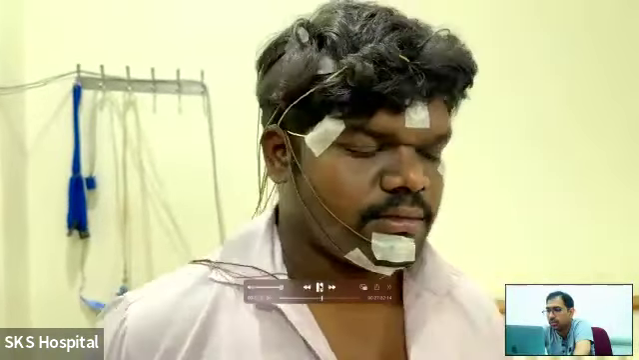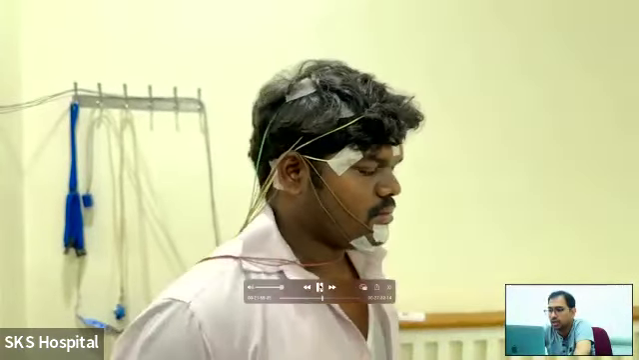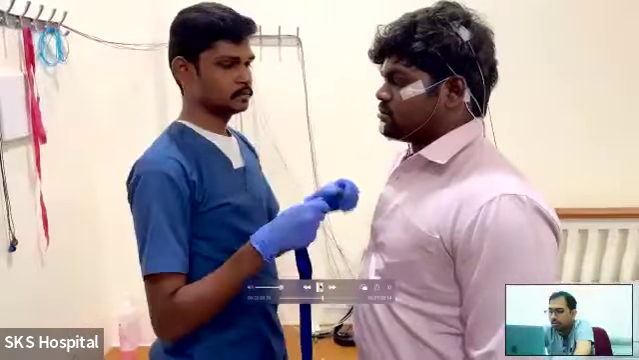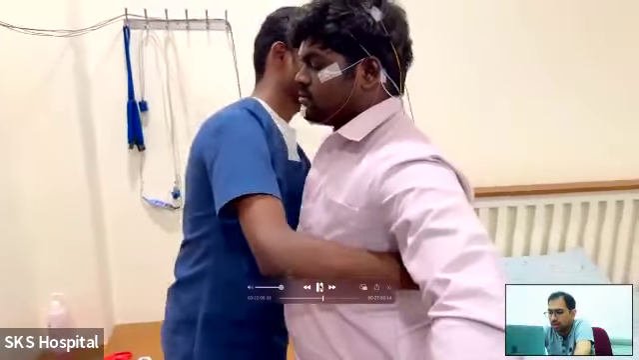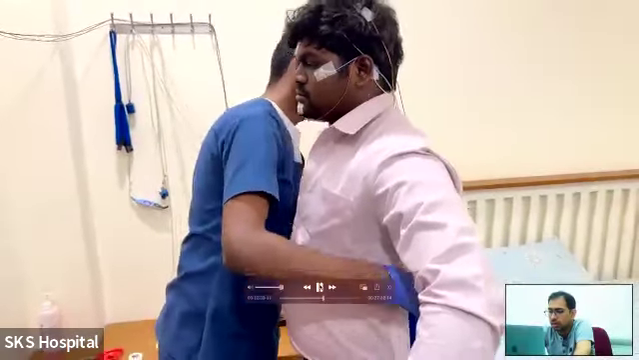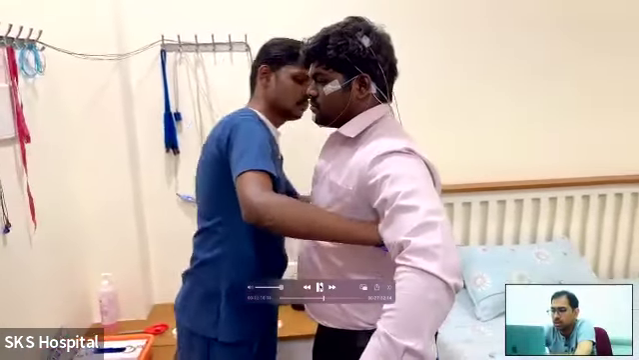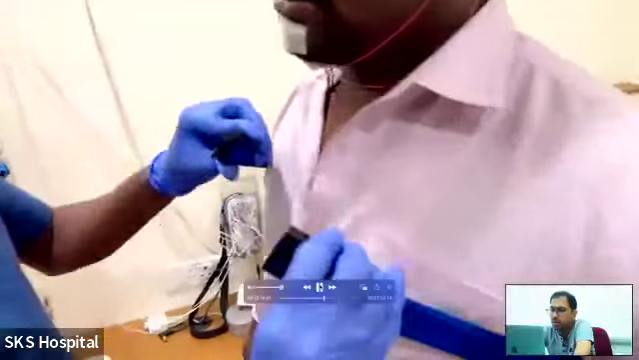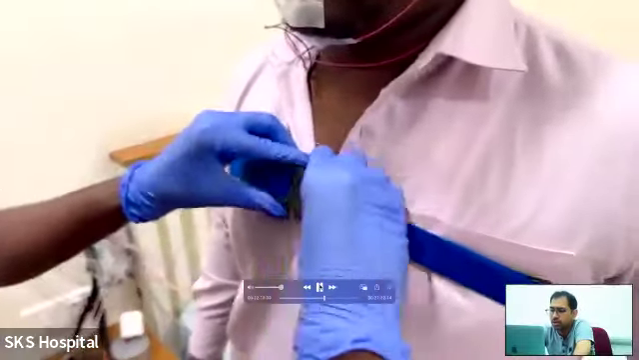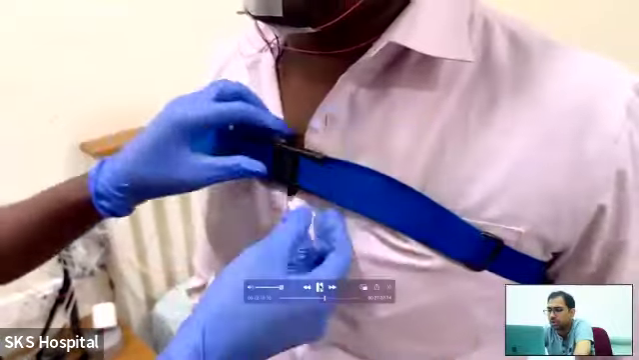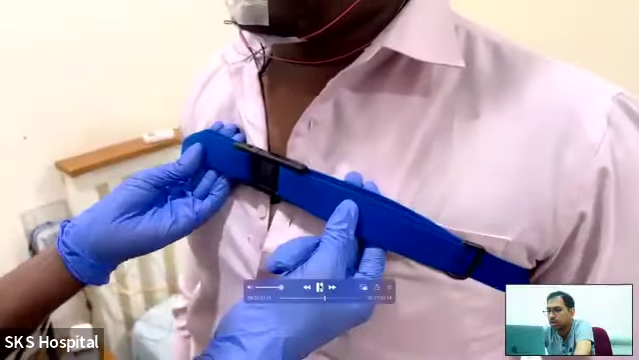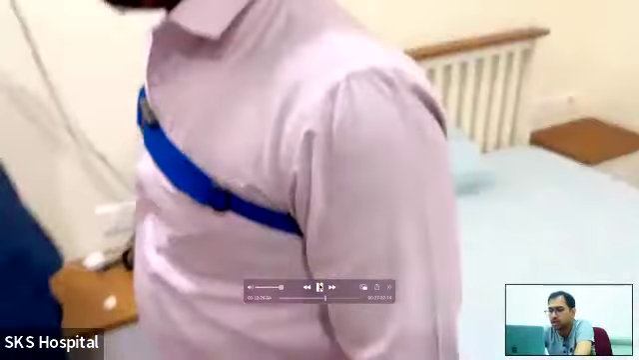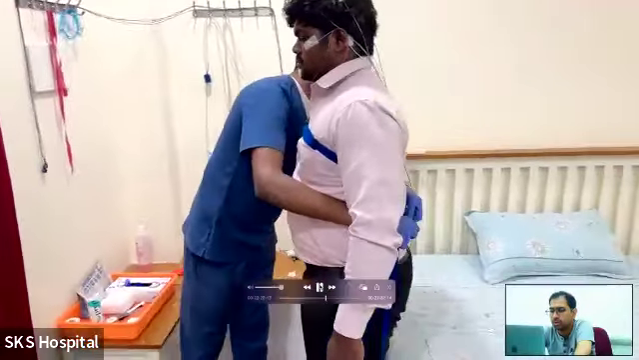As you can see, the chin EMGs, EOGs and the EEGs are connected, and the wires are led to the backside. This is the RIP belt. One is thorax and the other one is abdomen. It is not to be too tight or too loose. A simple reference would be that 2 fingers on either side should slip inside easily. The patient also can tell us whether it is too tight or too loose.